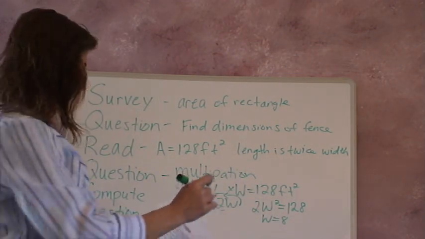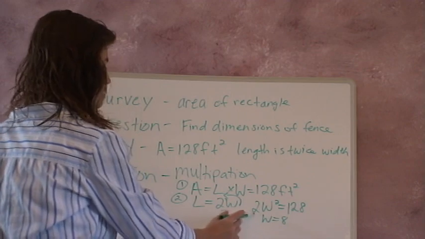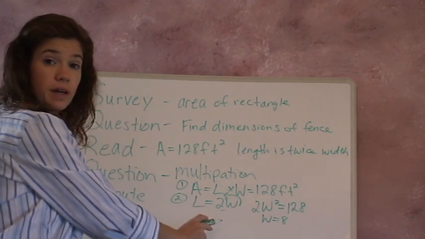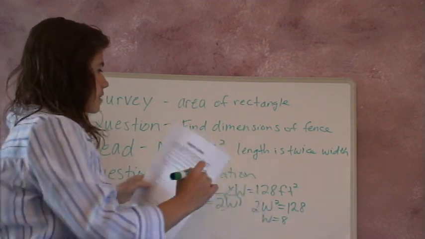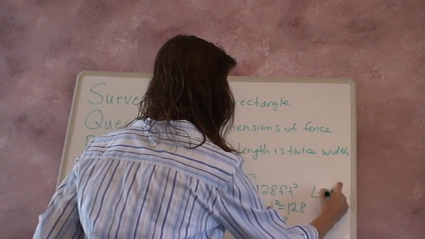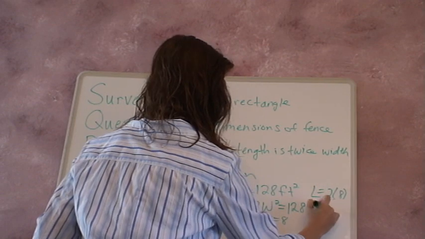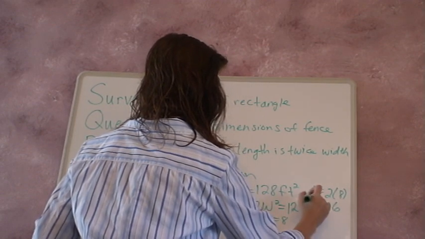Then we substitute that back in here. We know that the length equals twice the width. If we know the width is 8 feet, we can calculate the length. So we know length equals 2 times 8. So we get 16 for the length.